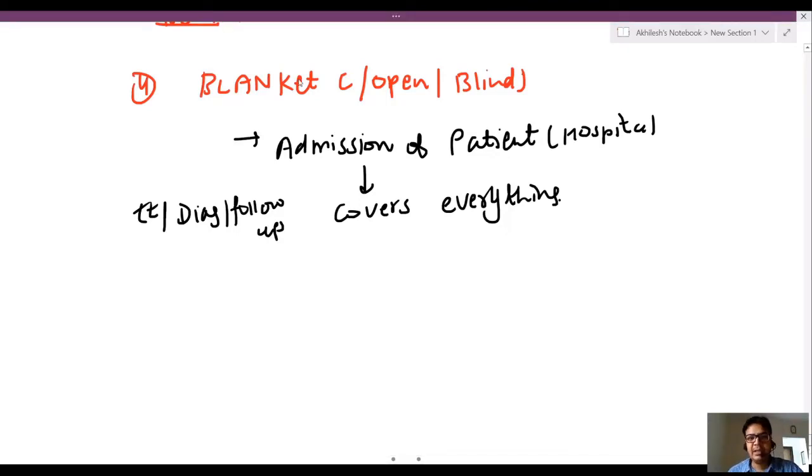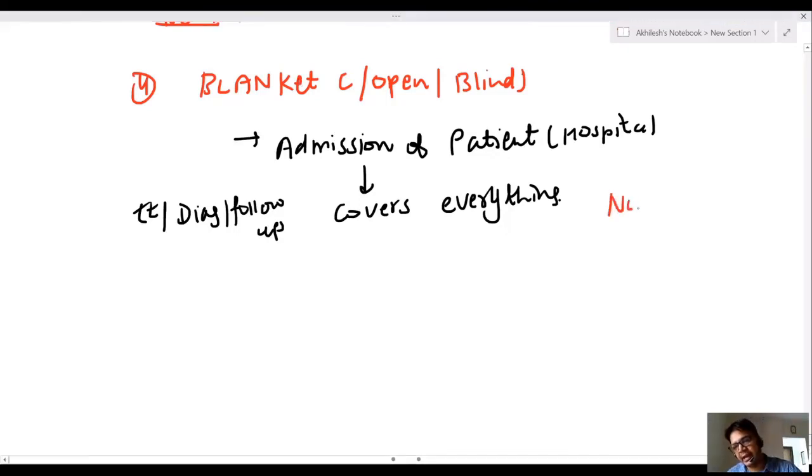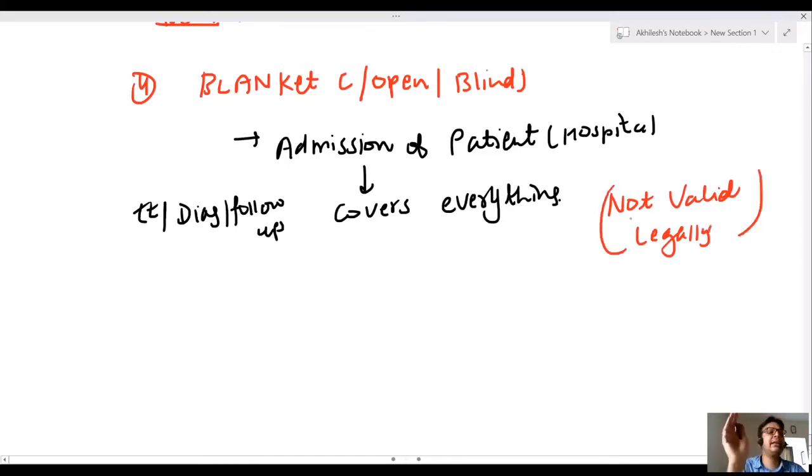And this is not valid legally. You should get consent for everything, but it is a consent. You are giving consent just for admission in hospital, but you are covering everything after that. This is a blanket consent.